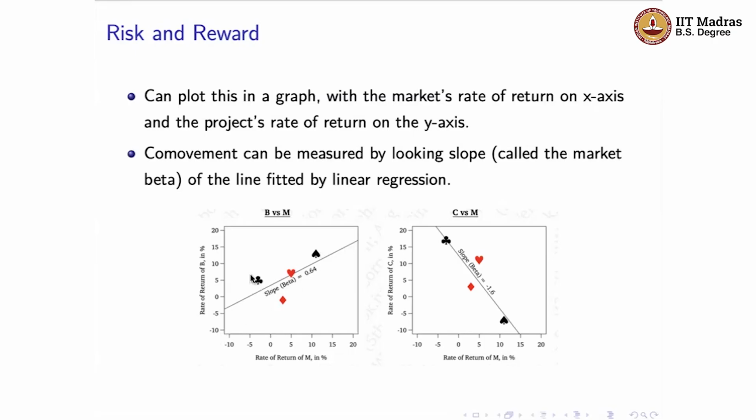So you have one outcome which is represented by this point. And this is the same state of the world, but now here we are looking at what's happening to stocks C and M, right? You can see that, for example, this and this point have the same rate of return for the market, but different rates of return for the stocks, right? Similarly, this and this are the same states of the world. This and this are the same states of the world, and this again are the same states of the world.